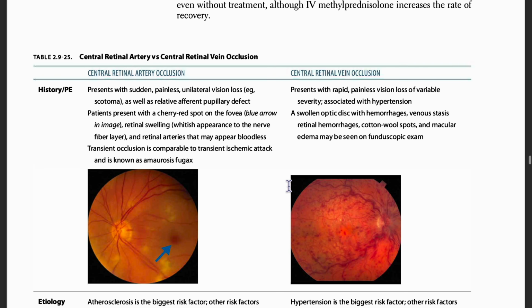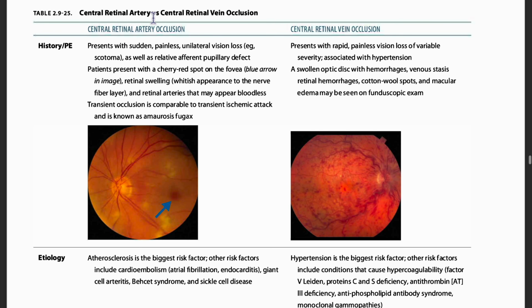Okay, cool. Central retinal artery versus central retinal vein occlusion. So artery occlusion versus vein occlusion is the one with the thunder-looking veins. Okay, let's see. For artery occlusion, history and physical examination: it presents with sudden painless unilateral vision loss, for example scotoma, as well as a relative afferent pupillary defect.